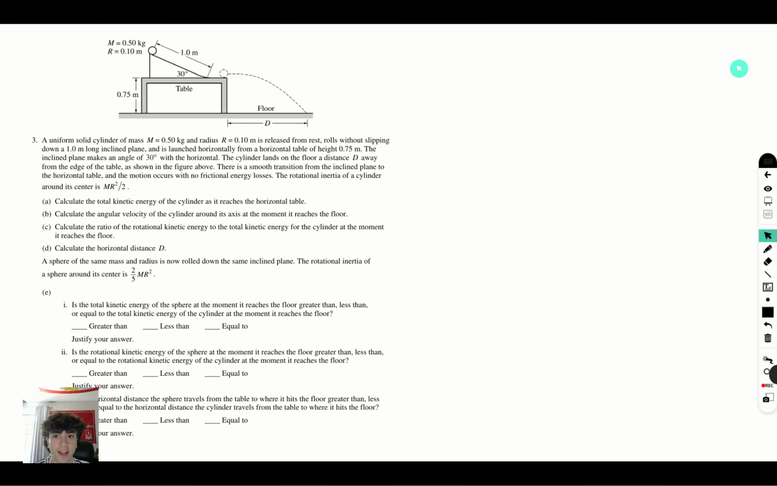Today we're looking at Set 1, Problem 3 of the 2017 AP Physics C Mechanics exam. So let's just get straight into it. We're given this setup, and the prompt is basically explaining the setup, nothing special. So let's just take a look at part A. Calculate the total kinetic energy of the cylinder as it reaches the horizontal table.